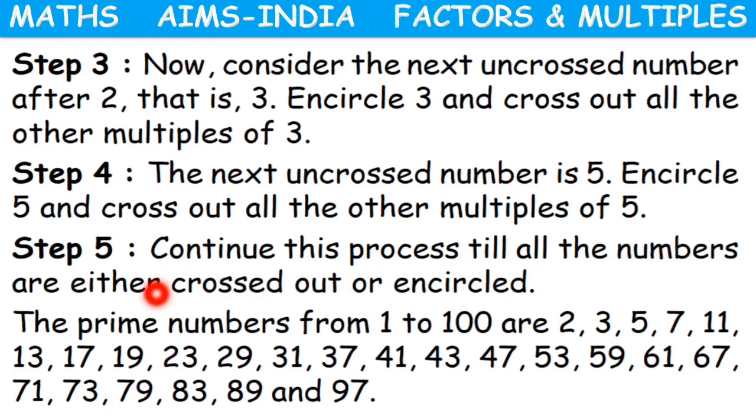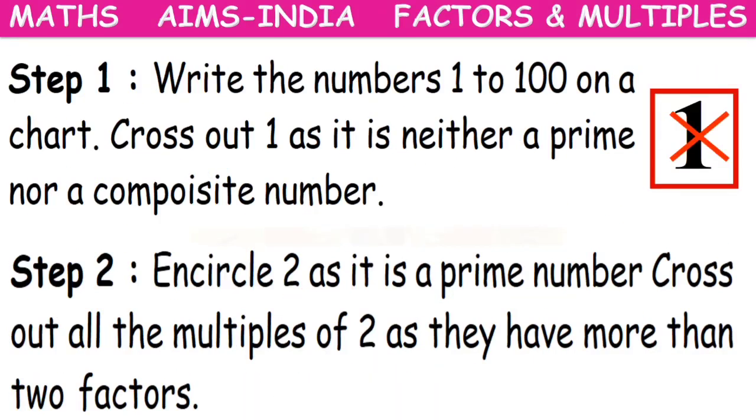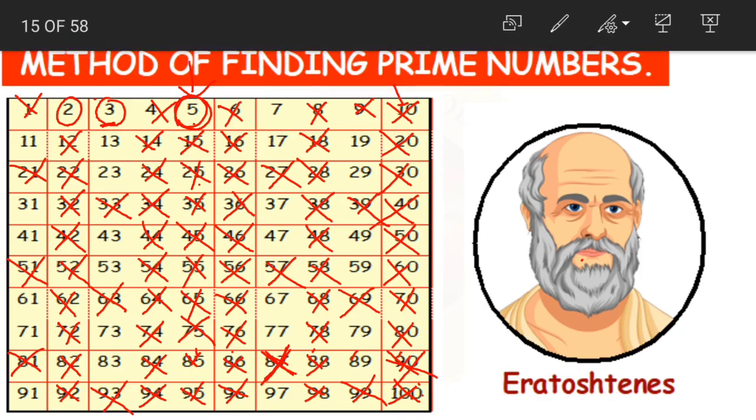Continue this process till all the numbers are either crossed out or encircled. What are they saying? We have to continue the same process. Now we are done with 5. The next uncircled number is 7. We'll circle it because it is a prime number. Yes, it has only two factors, 1 and 7.